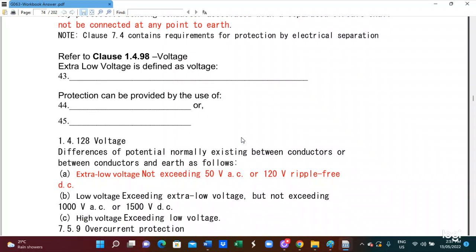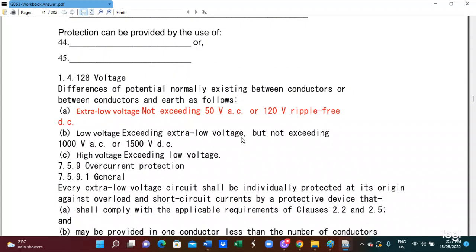And also clause 1.4.98 is a definition of the body, and also the protection, and also clause 1.4.128. This is for reference, extra low voltage. Extra low voltage is not exceeding 50 volt AC or 120 volt ripple-free DC.